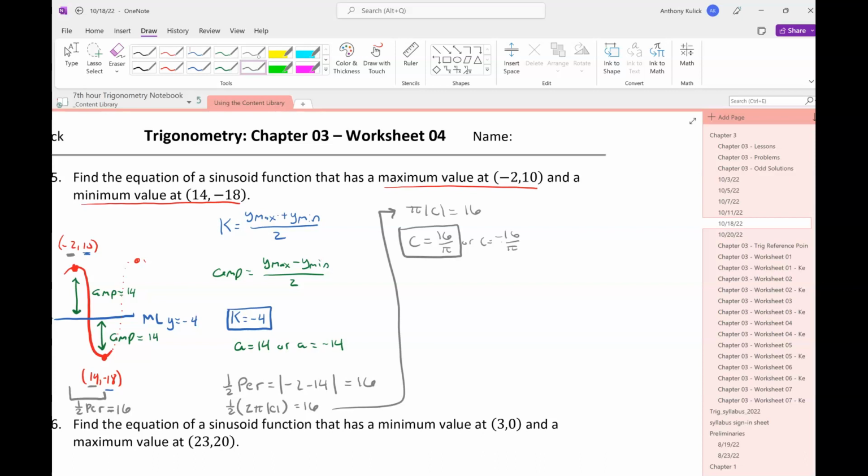So we still need H. We still need to decide whether the A should be positive or negative. And we still need to pick whether we're going to do a sine or a cosine. First thing we should do is pick whether we're doing sine or cosine. Which one should I use in this problem, sine or cosine? Cosine. Why? Because we're given maxes and mins.